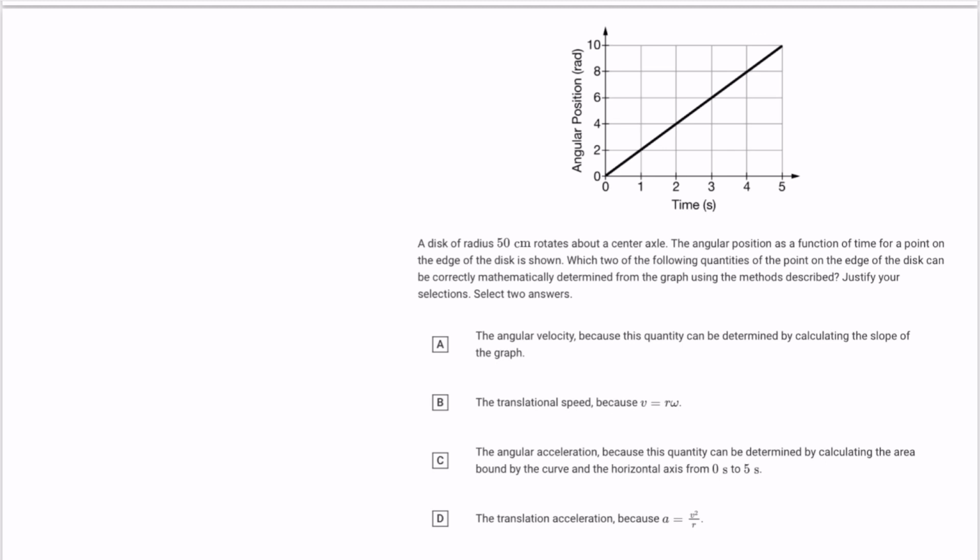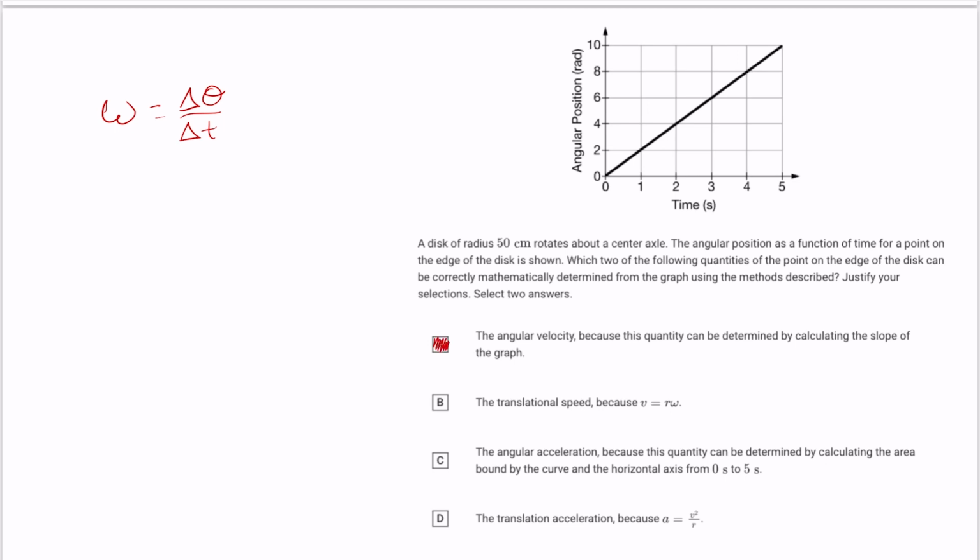So let's look at A first. A says that you can find the angular velocity because this quantity can be determined by calculating the slope of the graph. That's suggesting that angular velocity is defined as change in position over change in time. And that is indeed true, and that would be the slope of this graph because it's position versus time. So yeah, A is definitely true.